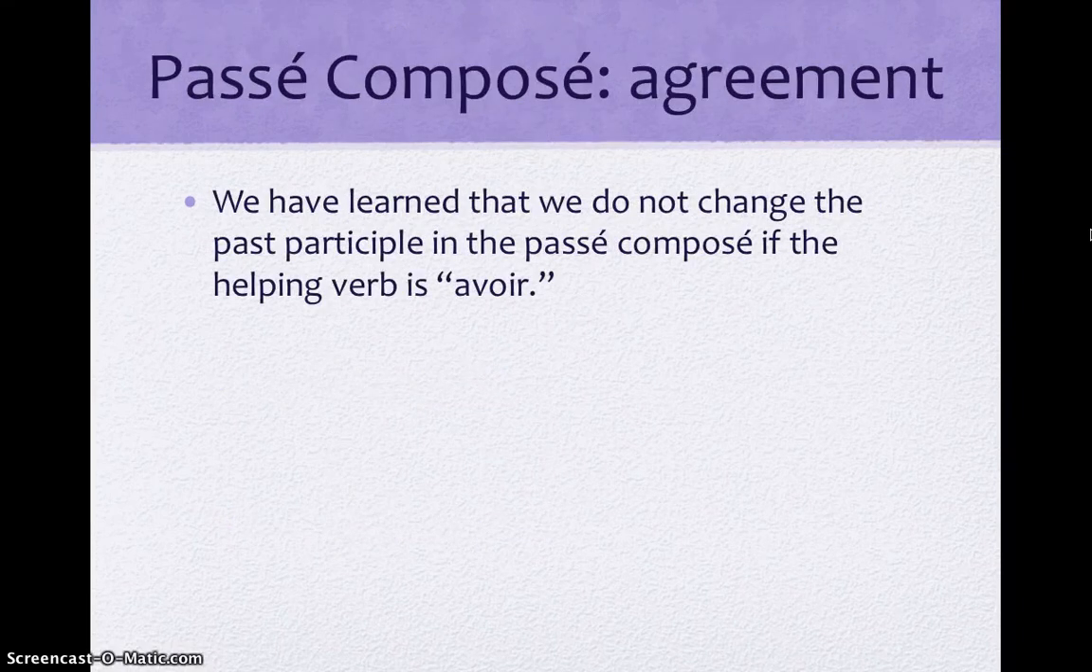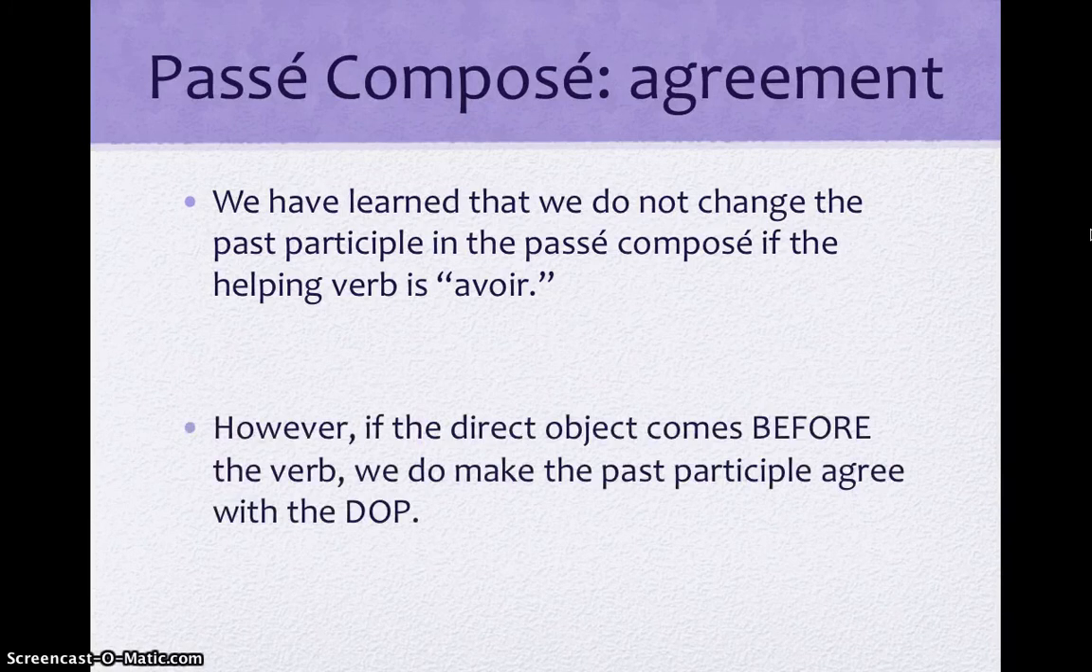This is where it gets a little complicated and slightly confusing, because in the past we've learned that we do not change the past participle in the Passé Composé if the helping verb is avoir. I hope you remember that. However, if the direct object comes before the verb in the Passé Composé, we do need to make the past participle agree with the DOP. Now this is really complicated and will make more sense once you see some examples.